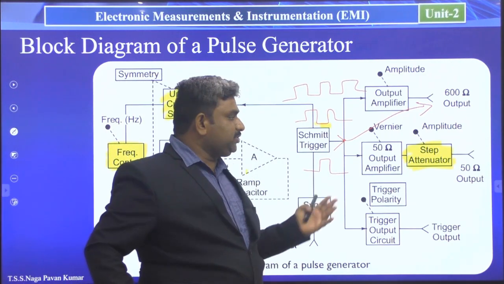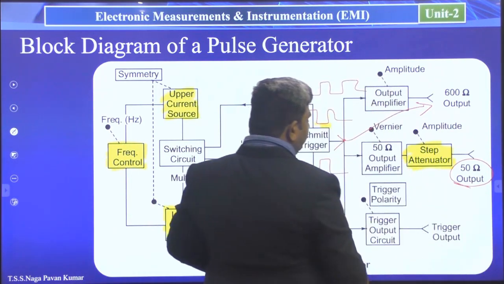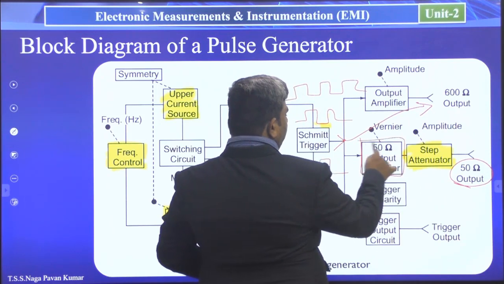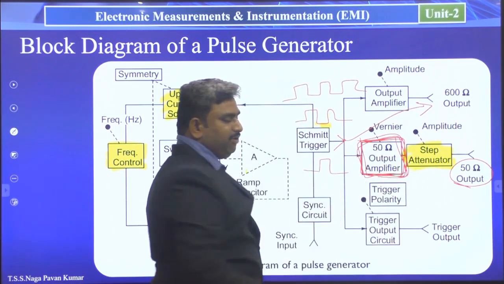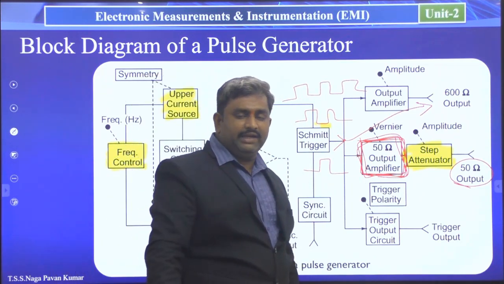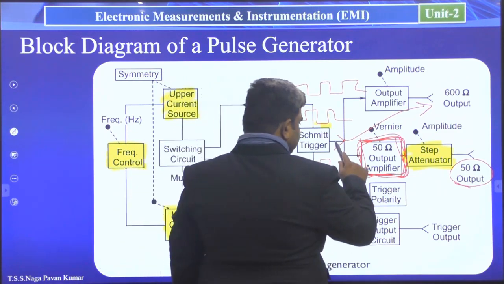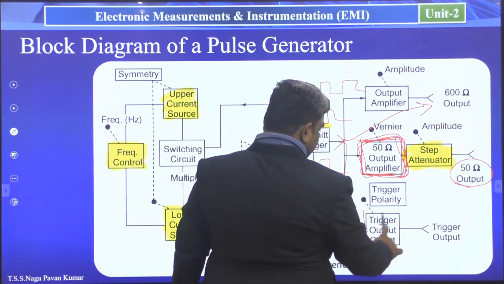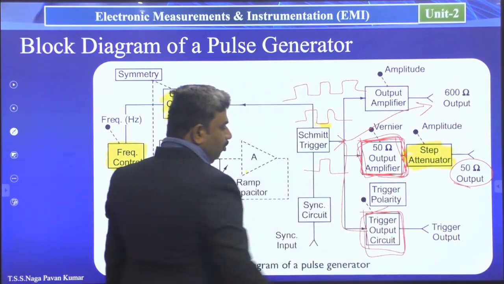For example, in this picture, we have taken 50 ohms output impedance pulse waveform. So for that reason, here we have taken a 50 ohms output amplifier. With this output amplifier, we will finally get the pulse waveform with 50 ohms output impedance. And the same pulse signal we are giving to the triggering output circuit.